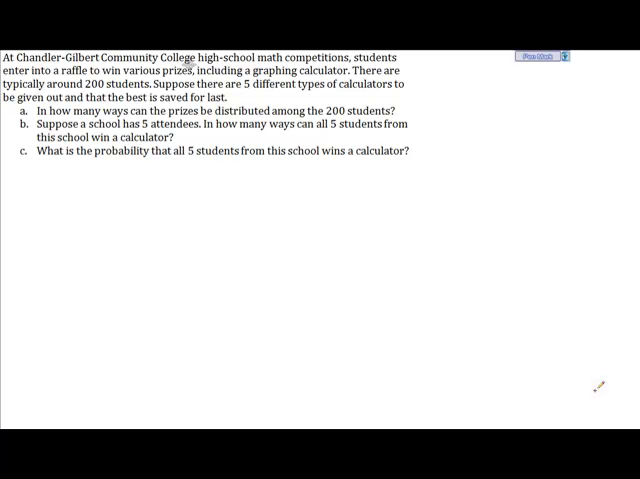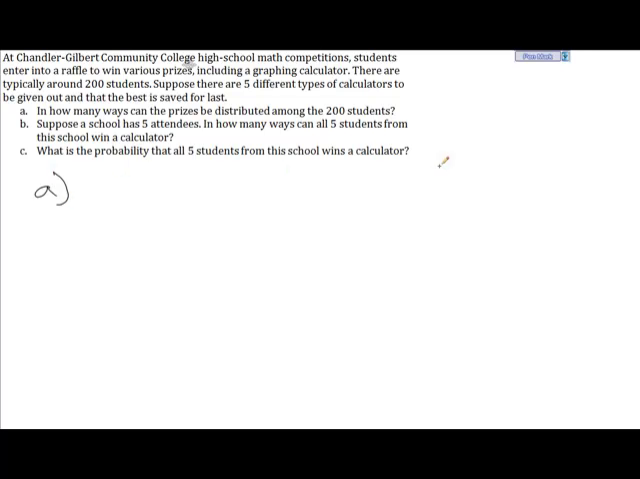So the first thing we immediately notice is that the order in which the 5 calculators are given out is going to matter, because getting a different calculator is different. And we want to know, in how many ways can the prizes be distributed among the 200 students? Well, what do we mean by prizes?